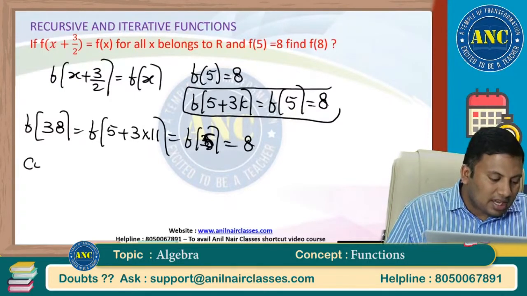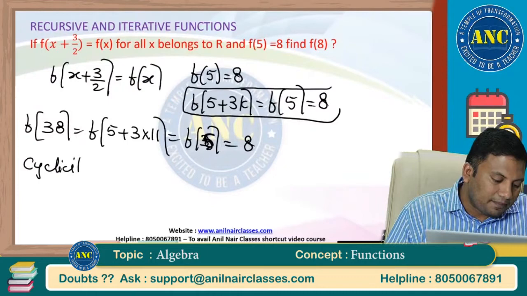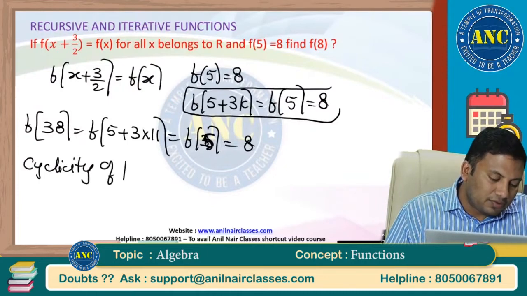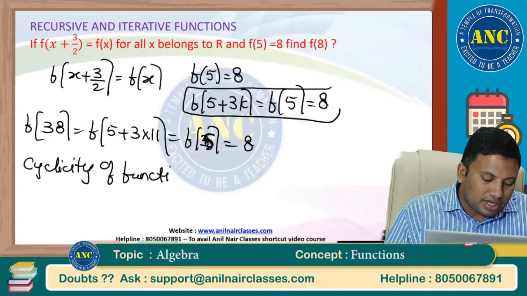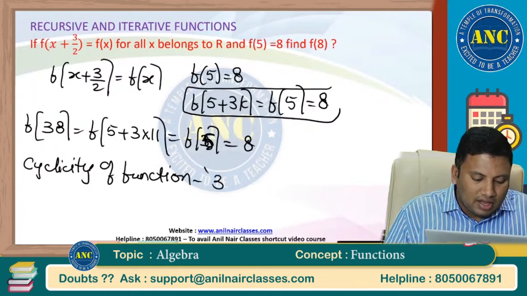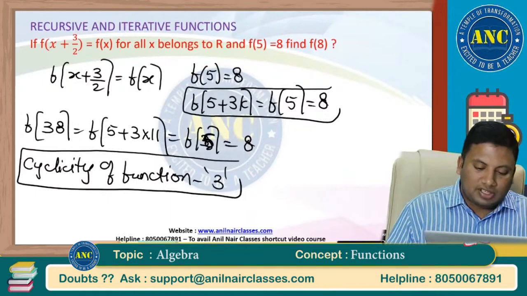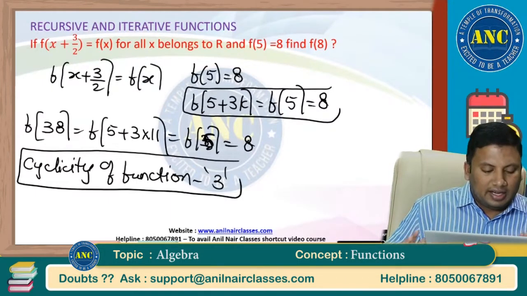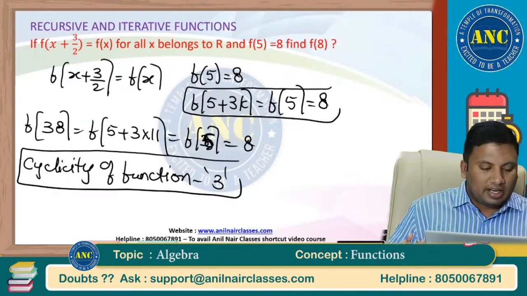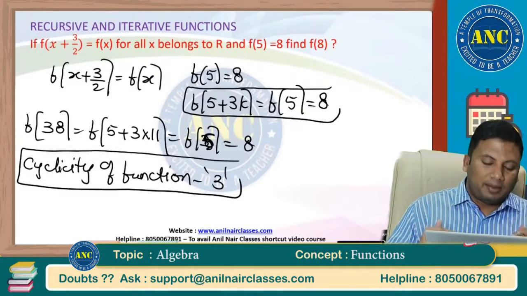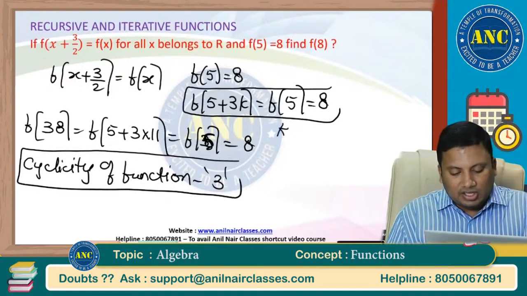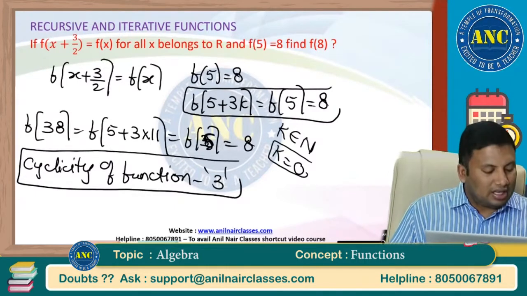Introductory problem: the cyclicity of this function is 3. After 3 steps, the value will remain the same. I hope the idea is clear. No doubt in this idea, right? f of 5 is 8, f of 5 plus 3k is 8. K is a natural number here, including k equal to 0 for the initial value.